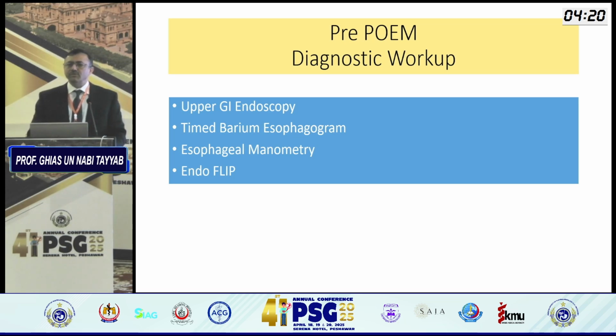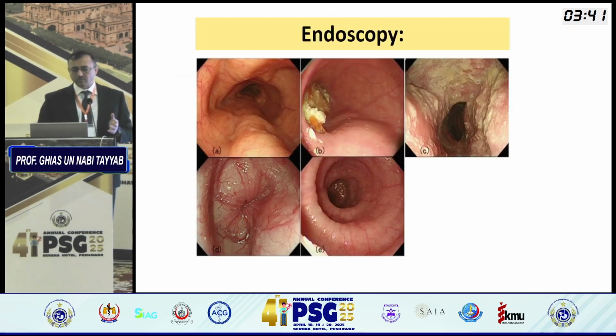So what is the diagnostic workup required for POEM before doing the procedure? An upper GI endoscopy to confirm the diagnosis and to confirm that there's no stasis of food and no candidiasis. If candidiasis is there, one is to give treatment for 15 days. A timed barium esophagogram, just to be sure that we are dealing with achalasia, and that has to be supplemented by high-resolution impedance manometry. EndoFLIP is a research tool. We don't have it, but the centers using EndoFLIP think that it helps in improving the outcomes.